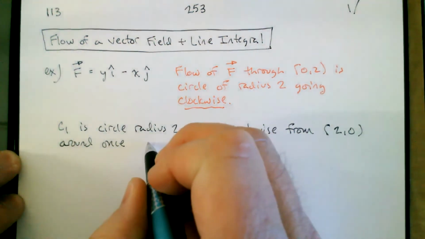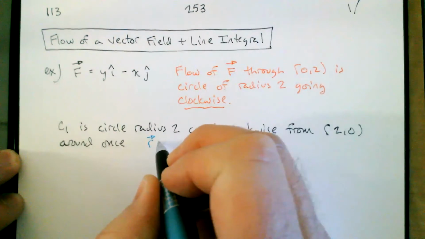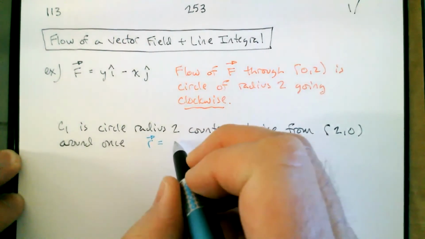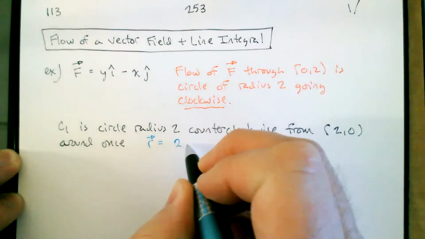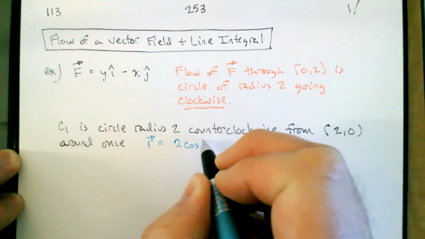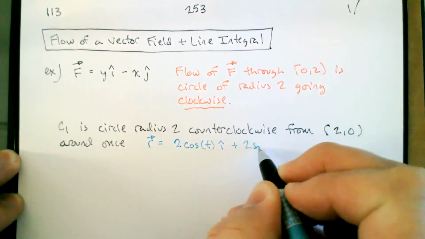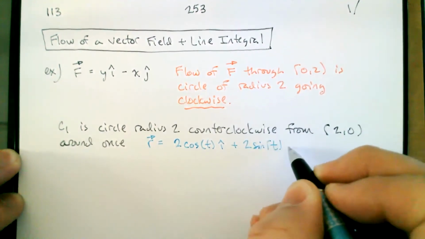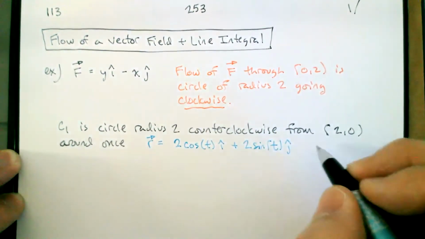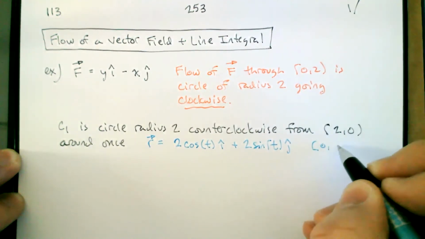We're going to parameterize our curve. It's a circle going counterclockwise, and we have a radius of 2. So we'll go 2 cosine of t i plus 2 sine of t times j. And this we can run from 0 to 2 pi.